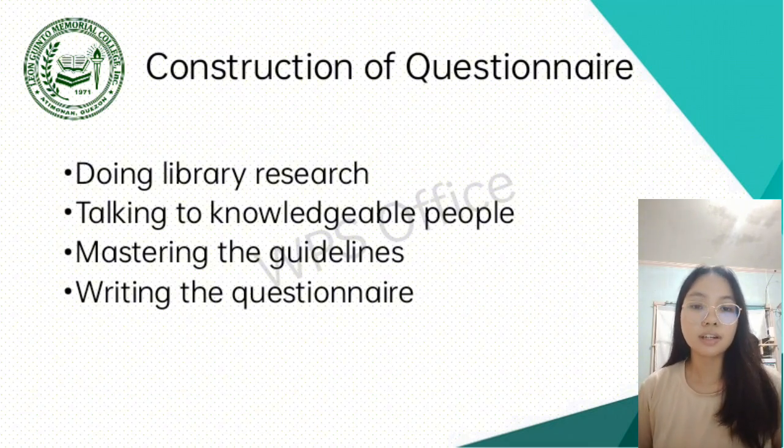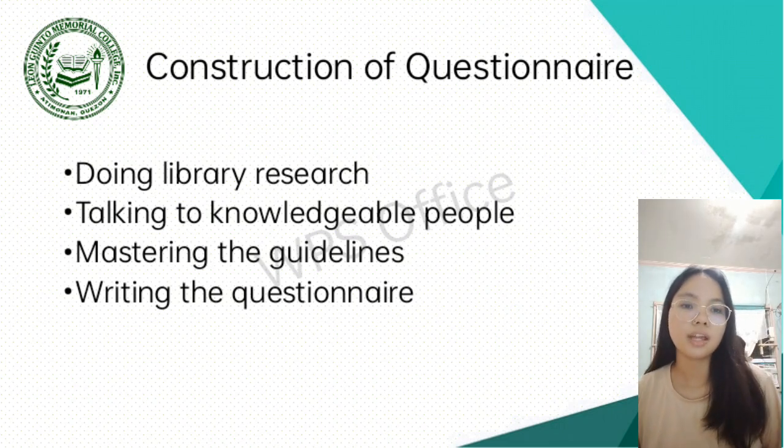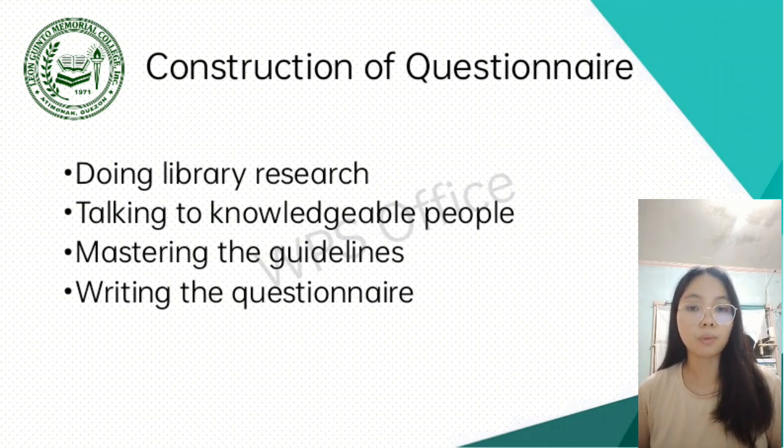Next is mastering the guidelines. There are guidelines in the construction of a questionnaire, and you have to master the guidelines, which we'll be discussing later. And number four is writing the questionnaire. Write the questionnaire following the guidelines as closely as possible. It means that it must be accurate and connected.